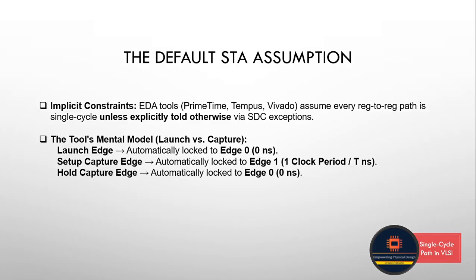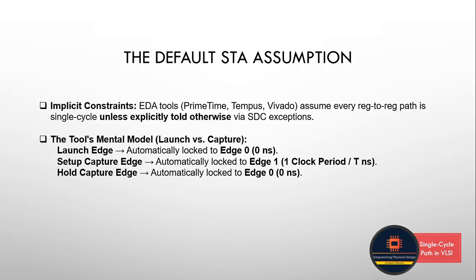Now here is something interviewers love to ask. What happens if you don't write any timing constraints for a path? The answer is very simple. The EDA tool, whatever EDA tool we use, the timing tools like Synopsys PrimeTime or Cadence Tempus, automatically apply a default rule called single cycle assumption. So whenever we are not giving any timing constraints, the tool should just treat it as a single cycle.